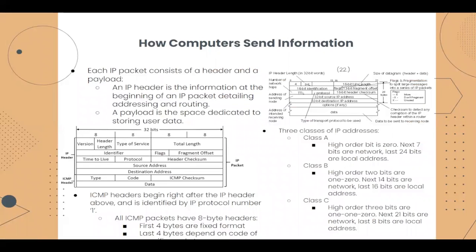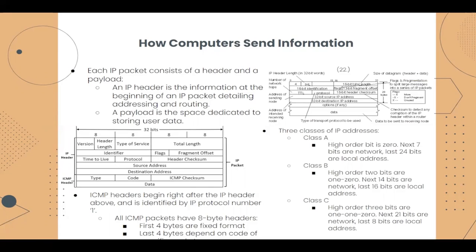Now for how computers send information. Each IP packet consists of a header and a payload. An IP header is the information at the beginning of an IP packet detailing addressing and routing. A payload is the space dedicated to storing user data. ICMP headers begin right after the IP header above and are identified by IP protocol number 1. All ICMP packets have 8-byte headers. The first 4 bytes are fixed format, the last 4 bytes depend on the code of the specific packet.